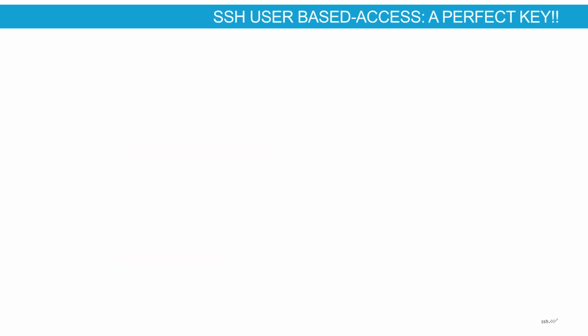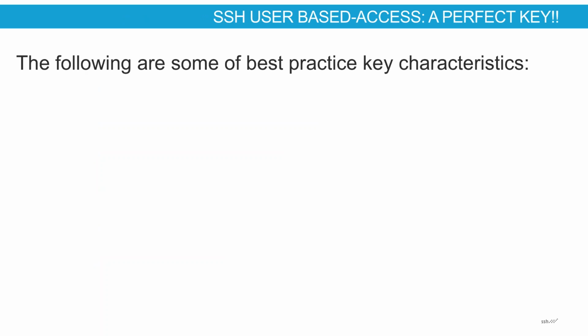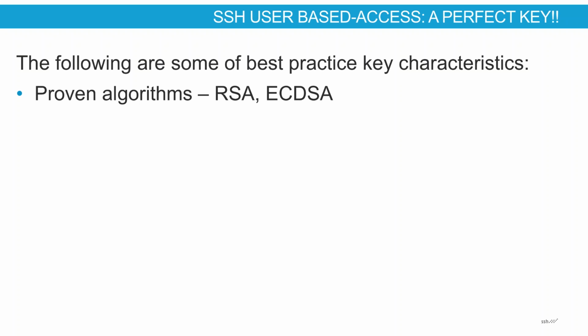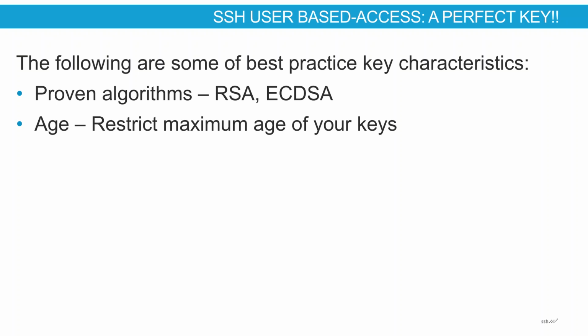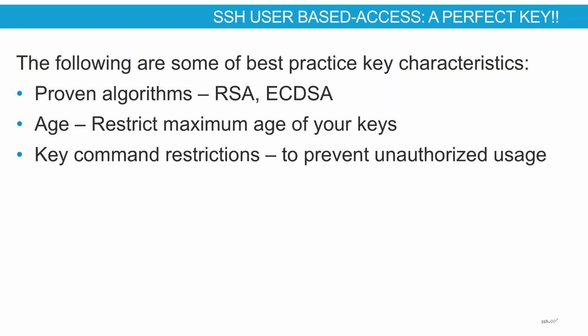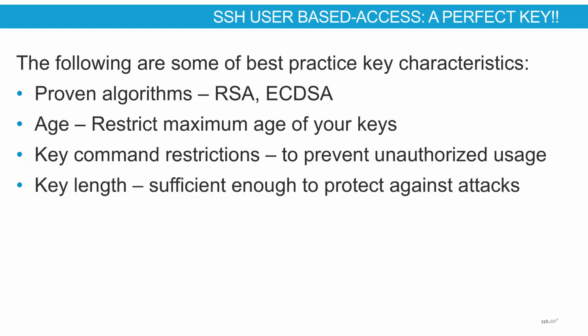So if I were to categorize what would constitute a perfect key, and this is again picking on some of the words in the NIST IR, it has to have a proven algorithm. A key must have the proven, recognized algorithm for encryption. There has to be some strict maximum on the age of your keys. You can leverage the key to restrict commands. In other words, I may grant root users access via SSH from one server to the next, but I can restrict what commands they can run on that server, strictly by properly configuring the SSH key.